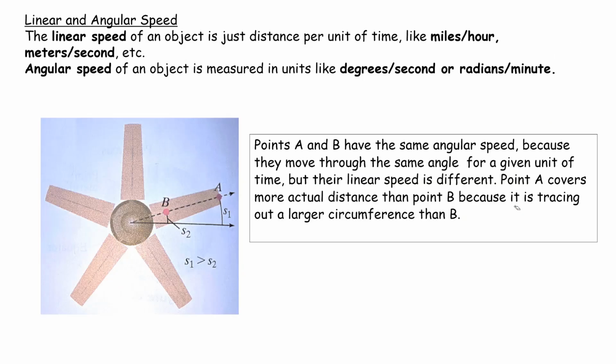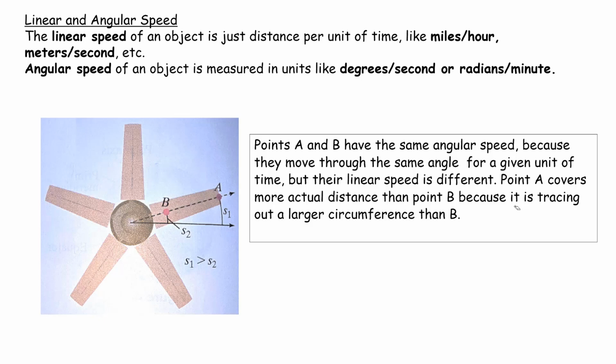Okay, linear and angular speed. The linear speed of an object is just the distance per unit of time, like a car's miles per hour. It's how far you go over a certain amount of time, like meters per second. So the distance you go in miles or meters or inches in a certain amount of time, that's linear speed. Angular speed of an object is measured in units like degrees per second or radians per second. So now we're talking about the speed of rotation. We're not necessarily talking about the distance the thing is going. We're talking about over what amount of time it passes through a certain number of degrees or radians.